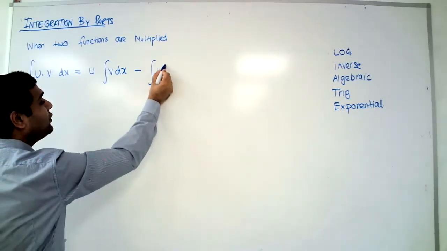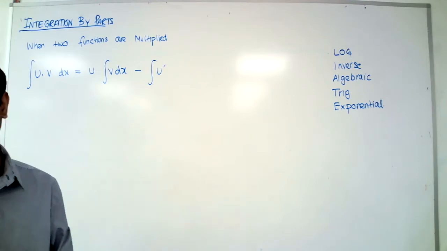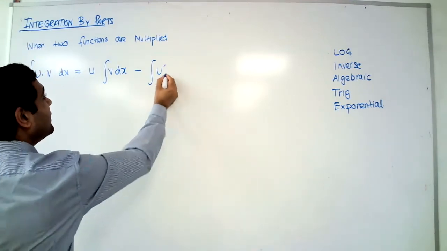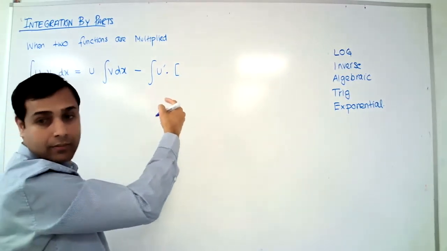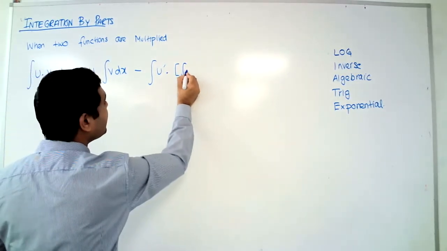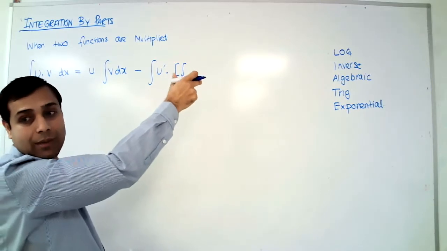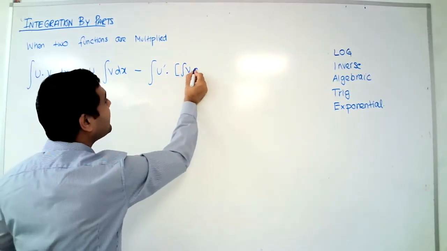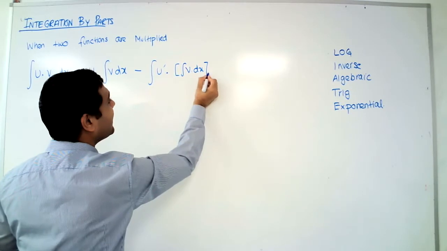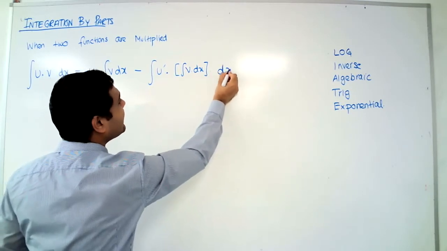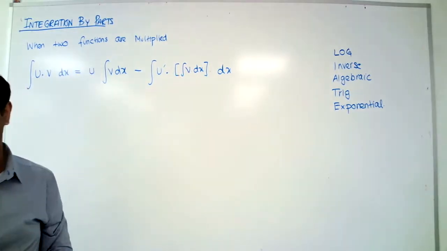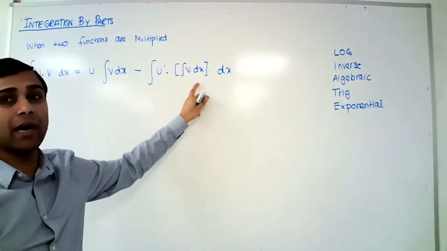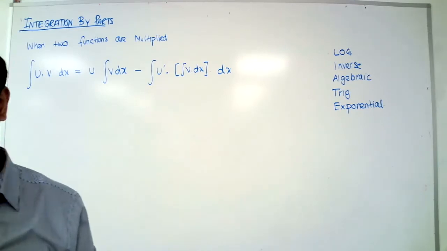integration of u dash. u dash is the differential of u. Then I just put that sign. Integration of, now this one we have to do separately, integration of v dx. So I close that bracket, and then the dx. This dx is for that one, and this is for that. You will not see this bracket actually, but I put it there just for simplification.